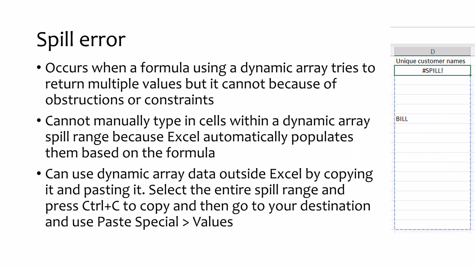A spill error occurs in Excel when a formula using a dynamic array tries to return multiple values, but it cannot because of obstructions or constraints. If there is data or formatting in the range where the formula needs to spill, Excel cannot overwrite it. You also cannot manually type in cells within a dynamic array spill range because Excel automatically populates them based on the formula. You can use the dynamic array data outside the dynamic array by copying it and pasting it.